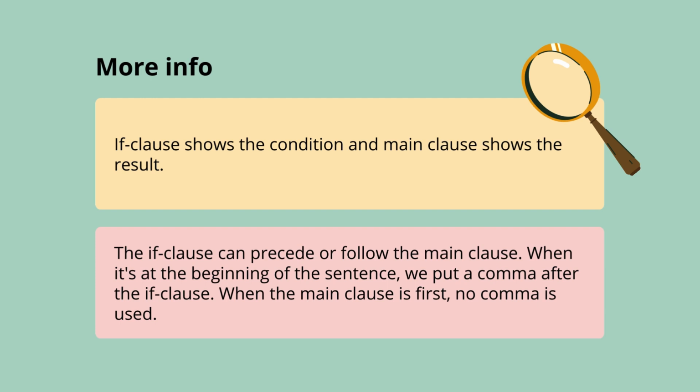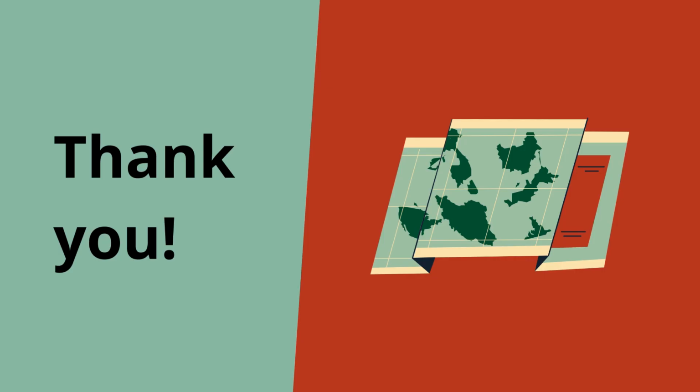The if clause can precede or follow the main clause. When it's at the beginning of the sentence, we put a comma after the if clause. When the main clause is first, no comma is used.